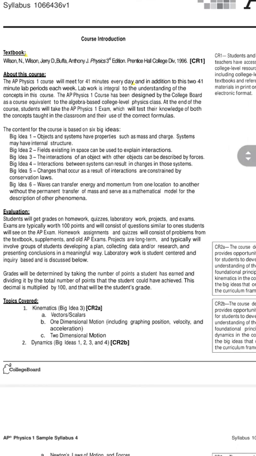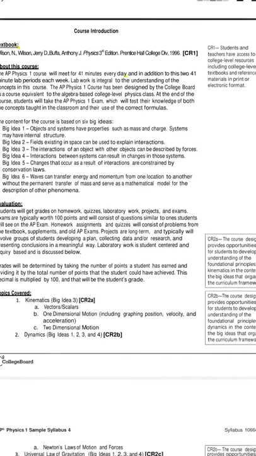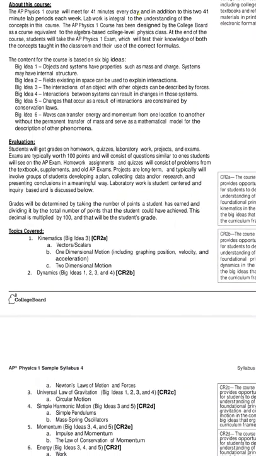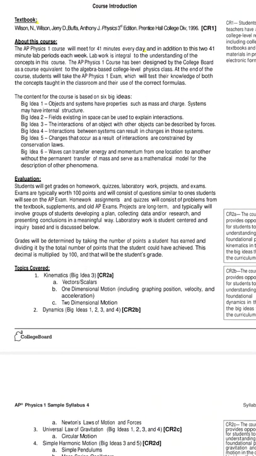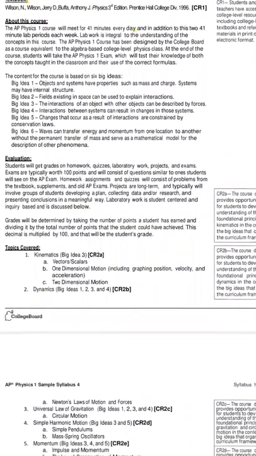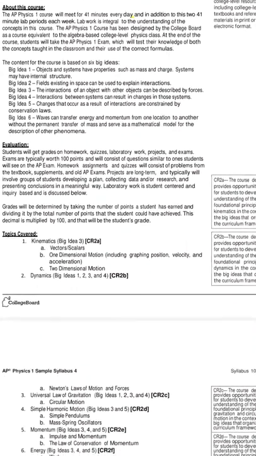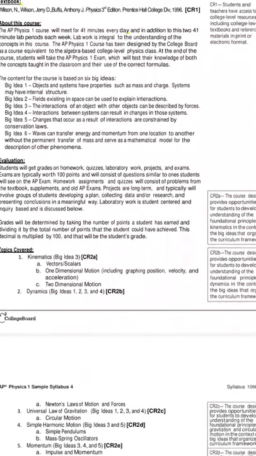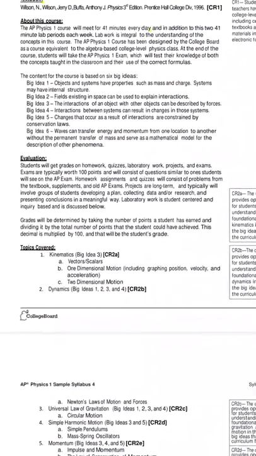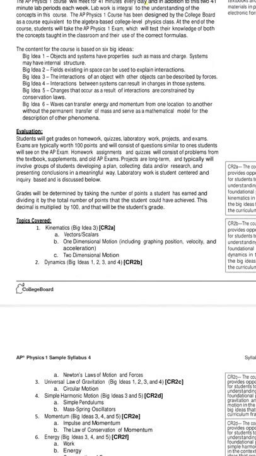Okay, let's see here. We meet for 41 minutes every day, in addition to two 40-minute lab periods each week. Lab work is integral to the understanding of the concepts of this course. It is designed by the College Board as the course equivalent to an algebra-based college-level physics class. I hate math. At the end of the course, we will take the AP Physics 1 exam, which will test our knowledge of the content taught in class and our use of the correct formulas. I get the concepts, I just don't like the formulas. Anyway, there are 6 big ideas.